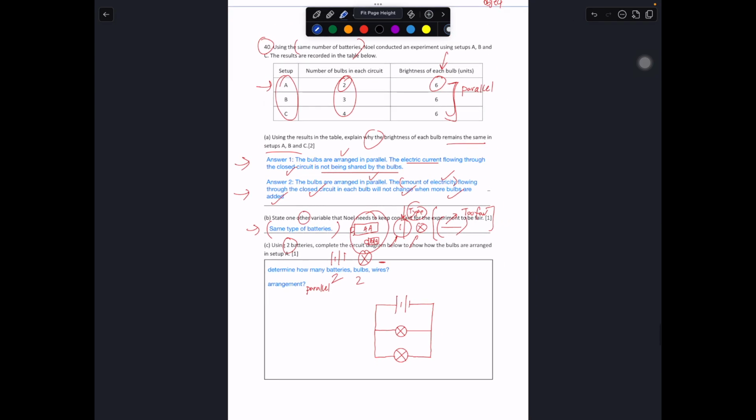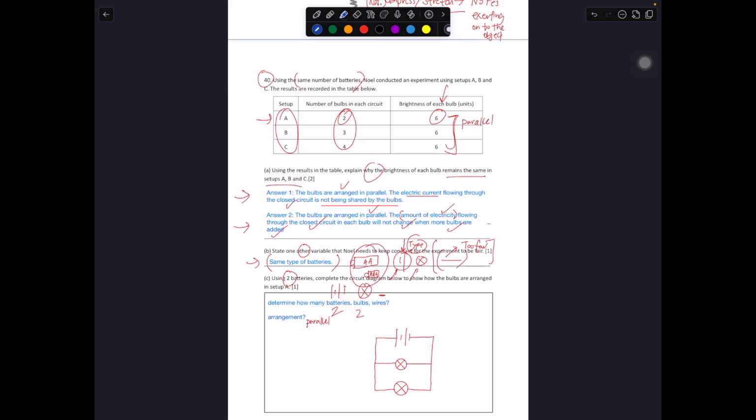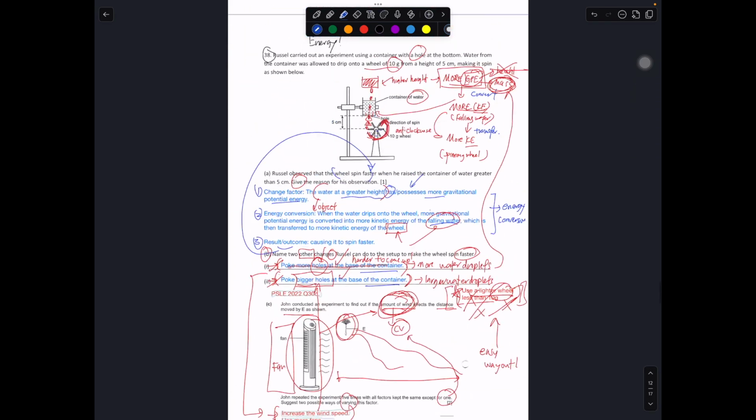Okay, so now I'll move back to the first part, and then slowly you can pause at different time sections to really look at the answers again.